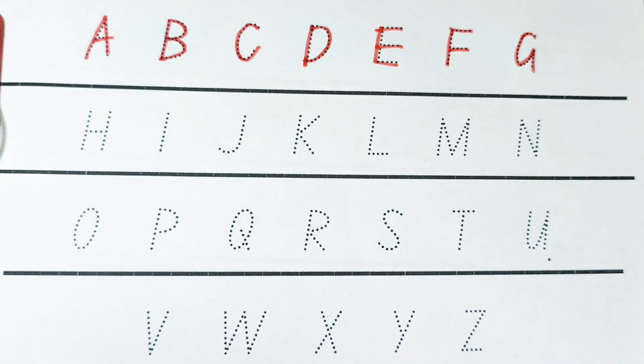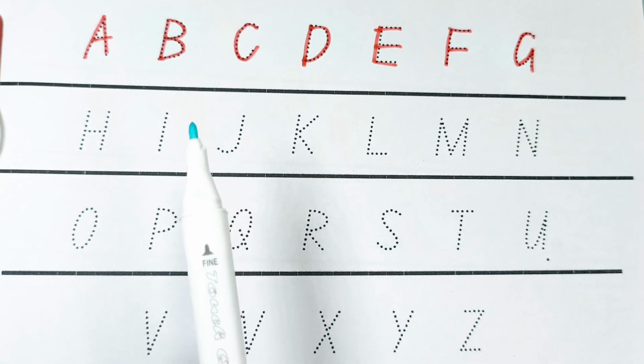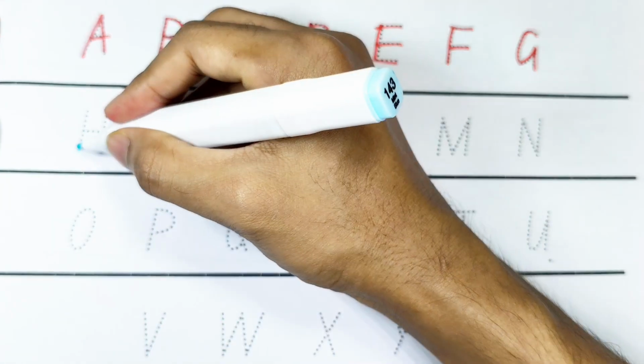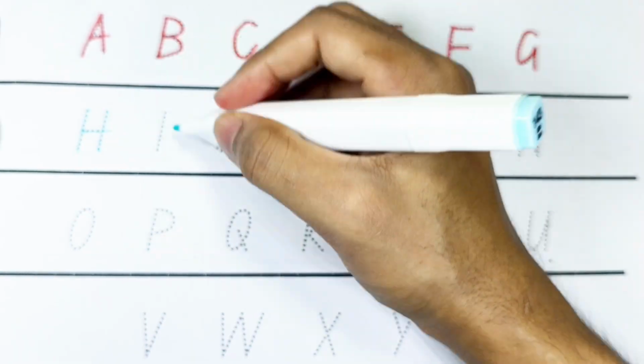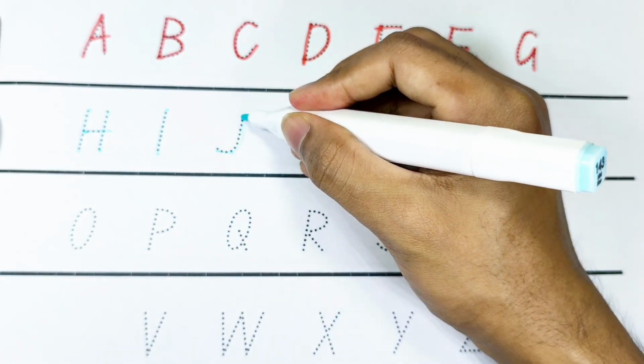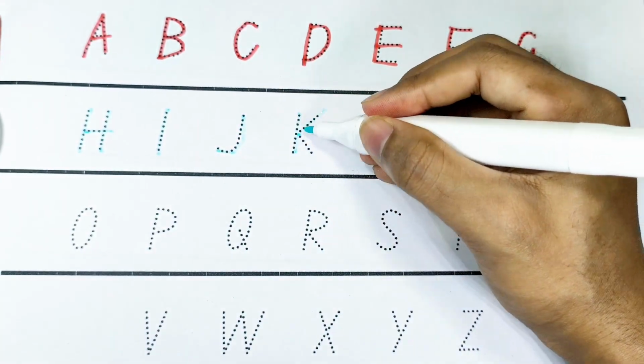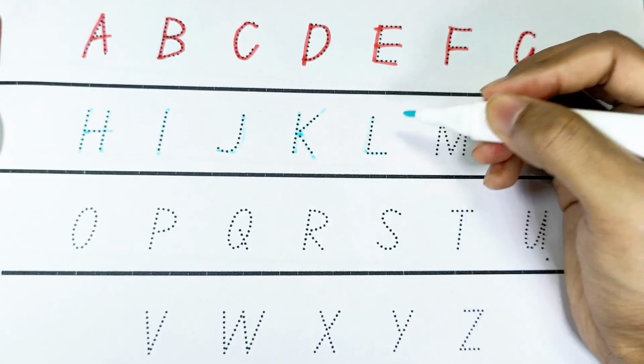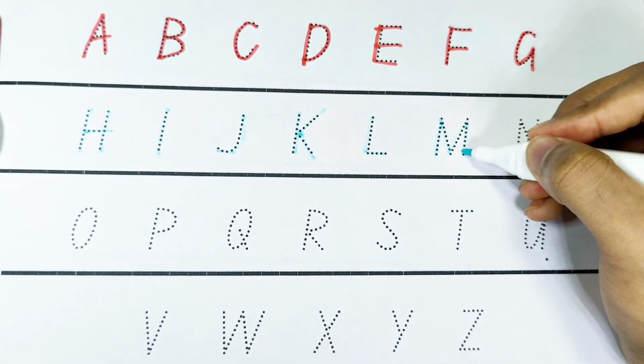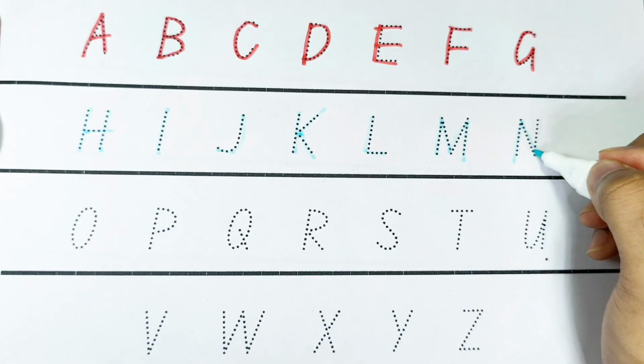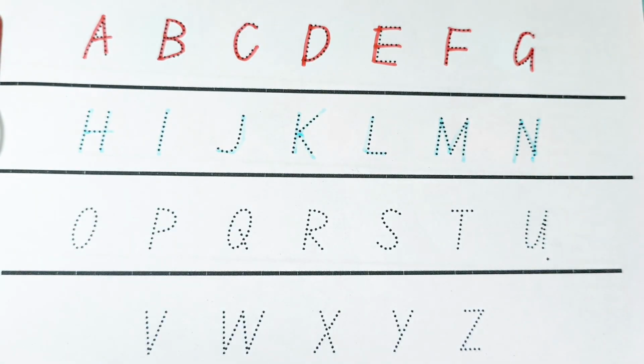The next one is H. H for hand. Kids, now we're using the color of mint blue. H for hand. I. The next one is J. K for kite. L for lion. L for lemon. M for moon. M for mango. N for nose. N for nest. Kids, the next one is O.